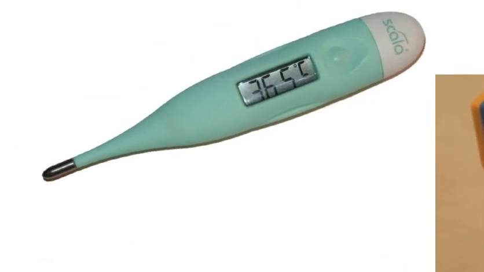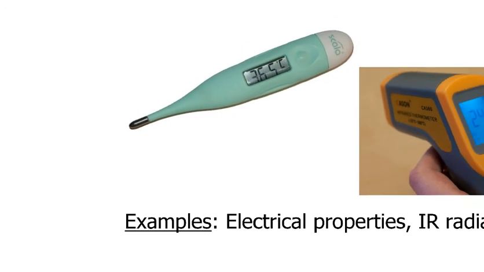This, most of you are probably familiar with. It is a digital thermometer for taking your oral temperature. So that end goes under your tongue. You hold it there for a while, it beeps at you, and it tells you your body temperature. And then you can find out if you have a fever. So how does that work?